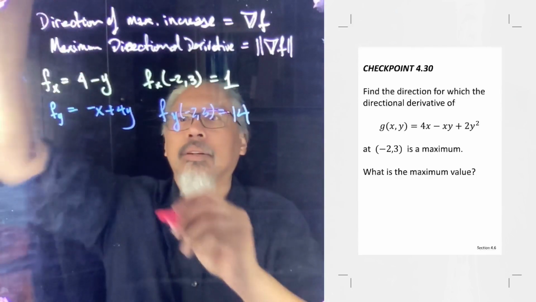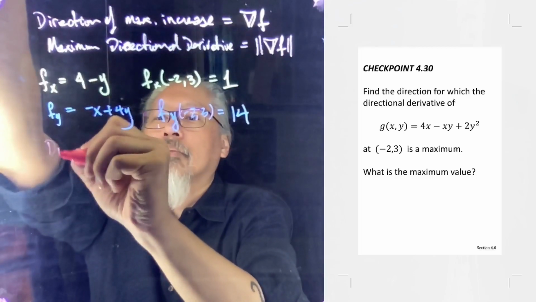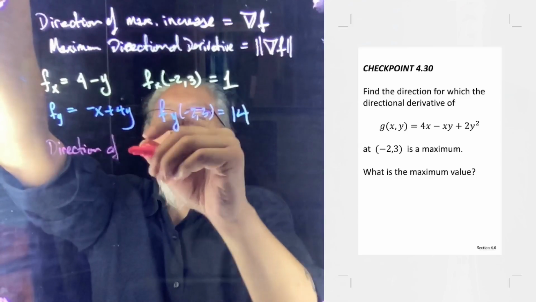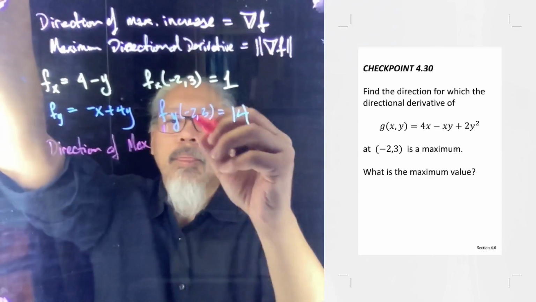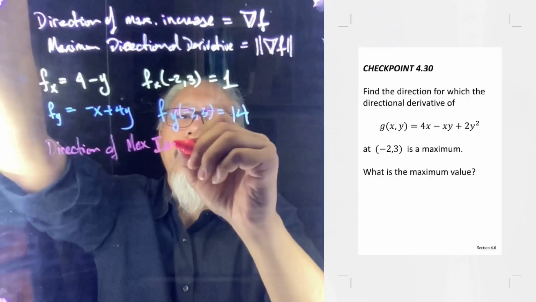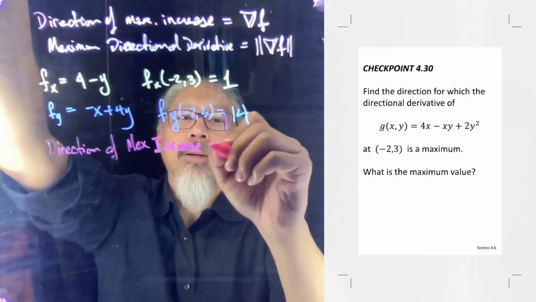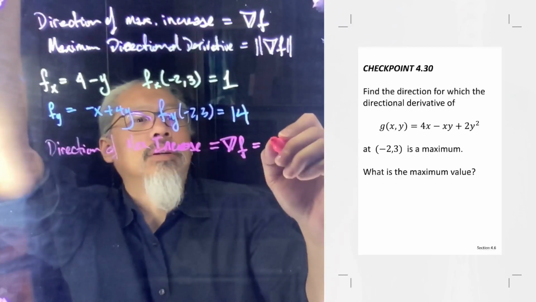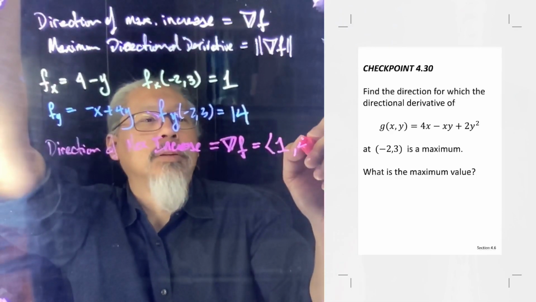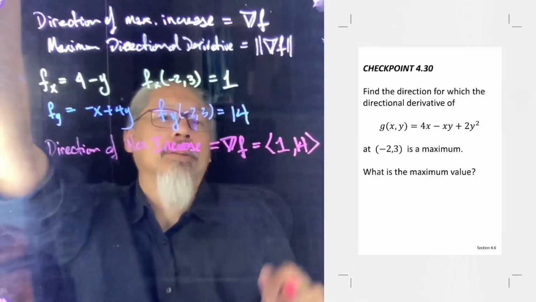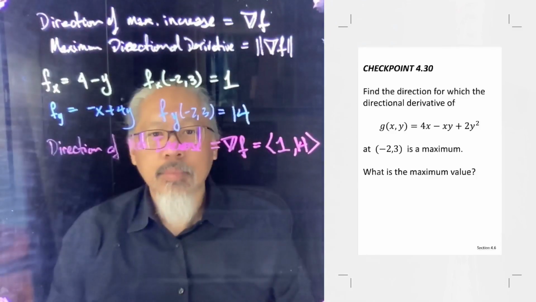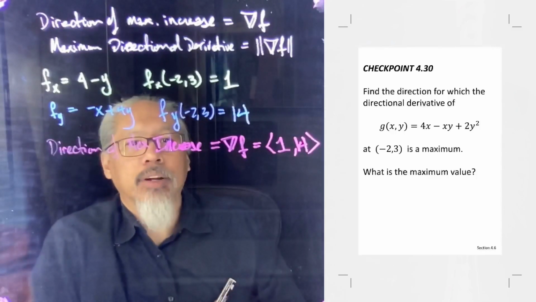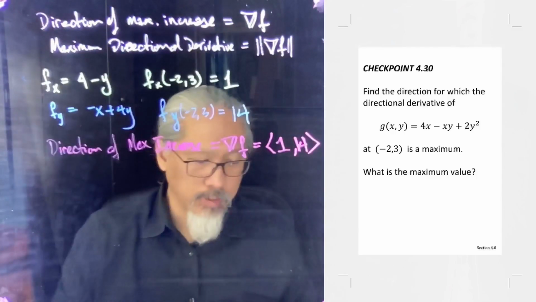So the direction of maximum increase is equal to the gradient, which is equal to (1, 14). Okay, we can, if you want, make this into a unit vector, but we can just leave it like that.